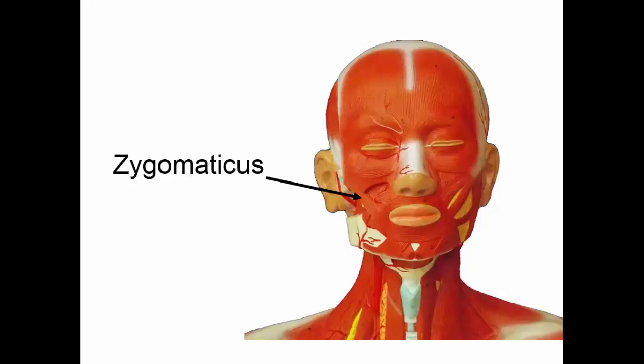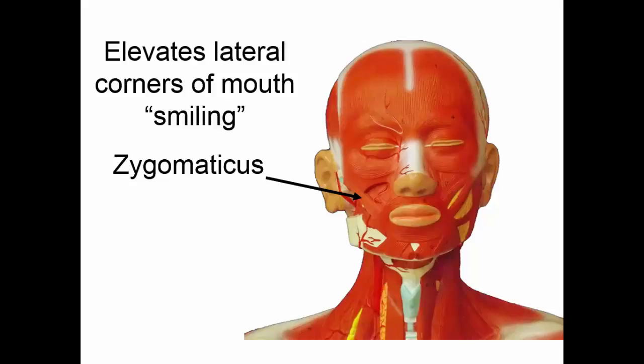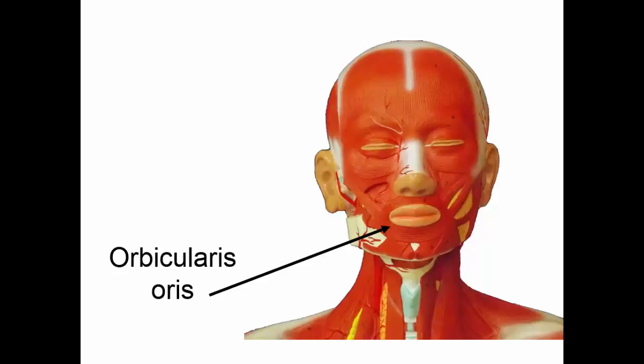The zygomaticus is going to extend from the corner of the mouth to the zygomatic bone. When this muscle shortens, it's going to elevate the corners of the mouth. This is your smiling muscle. The orbicularis oris is the circular muscle surrounding your mouth. This is going to close your lips. This is your kissing muscle.